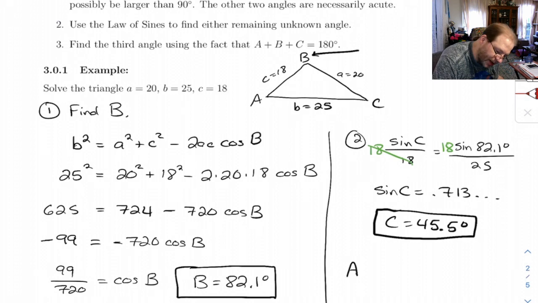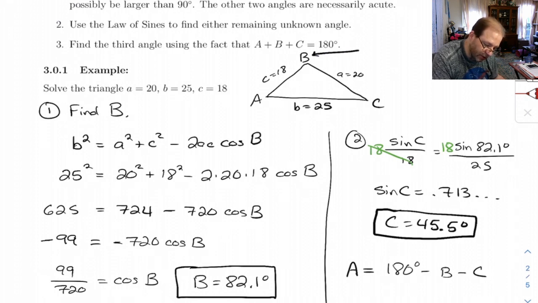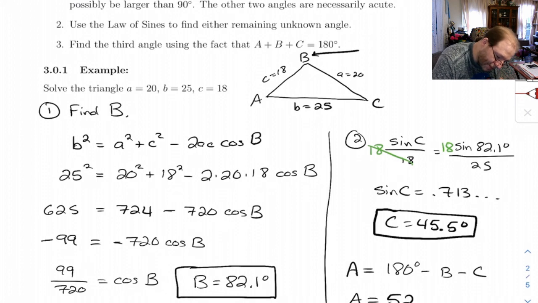And lastly, we have to find angle A. And again, there are several ways we could find angle A. We could use the law of cosines to find it. We could use the law of sines to find it. But the quickest way to do it is to use this right here. So angle A is going to be 180 minus angle B minus angle C. So that's going to be 180 minus 82.1 minus 45.5 is 52.4 degrees.